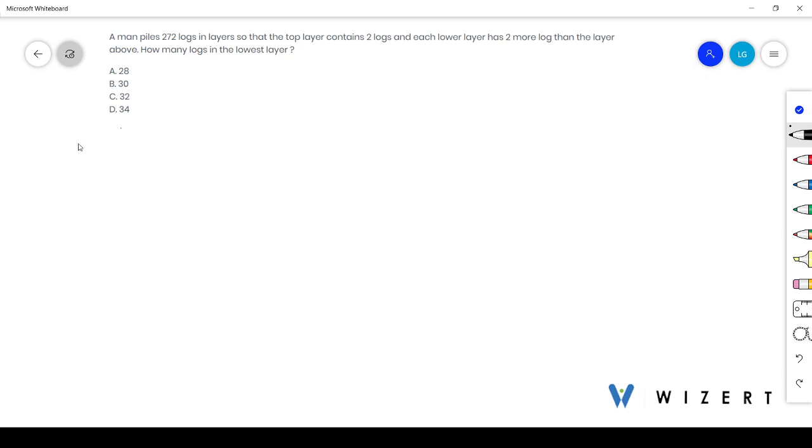Now to find the number of logs in the lowest layer, we need to use the sum of the first n terms of the sequence. For that, here we need a1, an, Sn, and all this information is given here. So let us find the solution. Firstly, this is an arithmetic sequence.